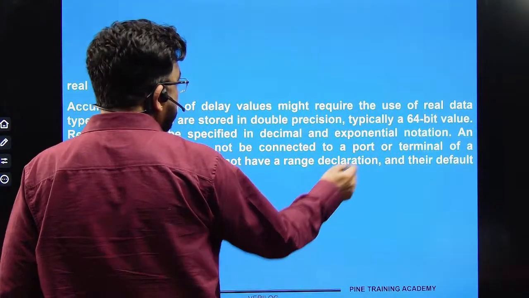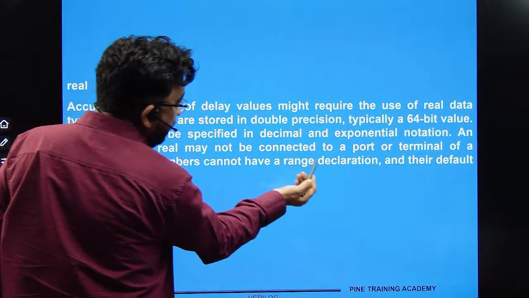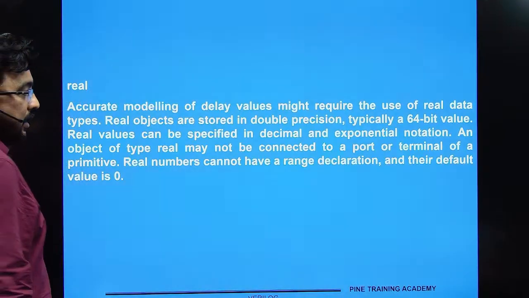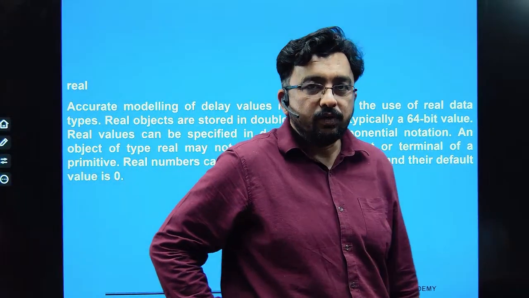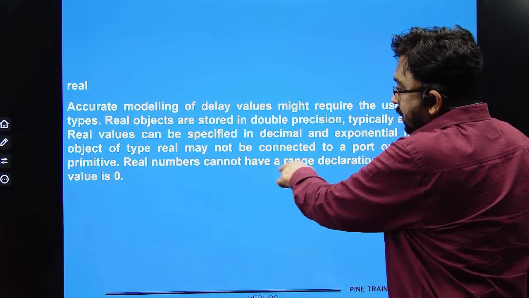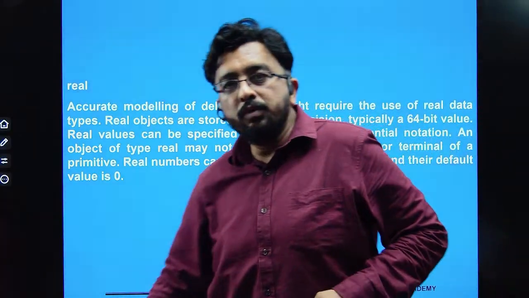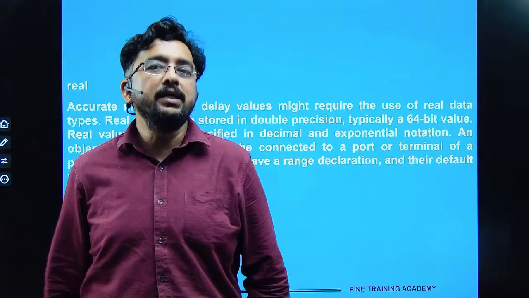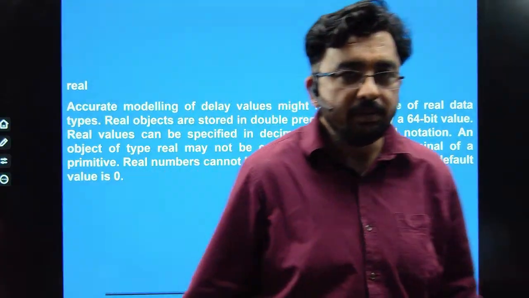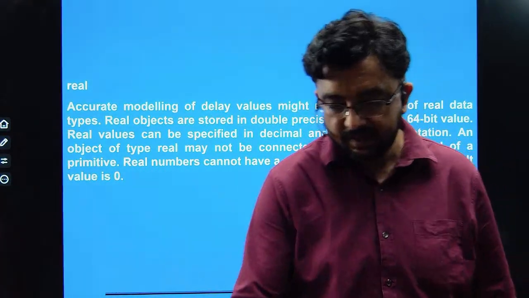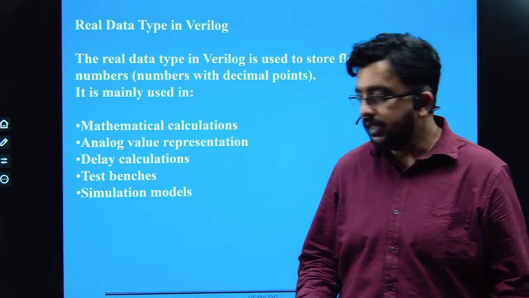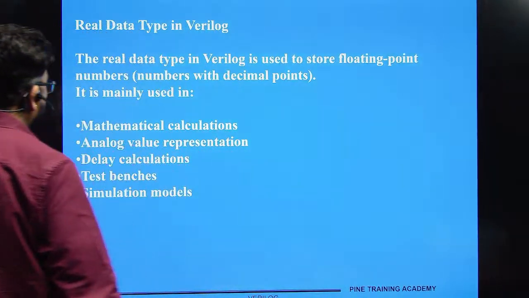See, it is clearly mentioned here: an object of the type real may not be connected to a port or terminal of any primitives. Real numbers cannot have range declaration, and their default value is 0. This is just a summary. So here, real numbers cannot have a range, meaning we cannot declare real values as a vector, and their initialized value is 0. Now we will look at it in detail: what its purpose is, like syntax, how it is used, where it is used.